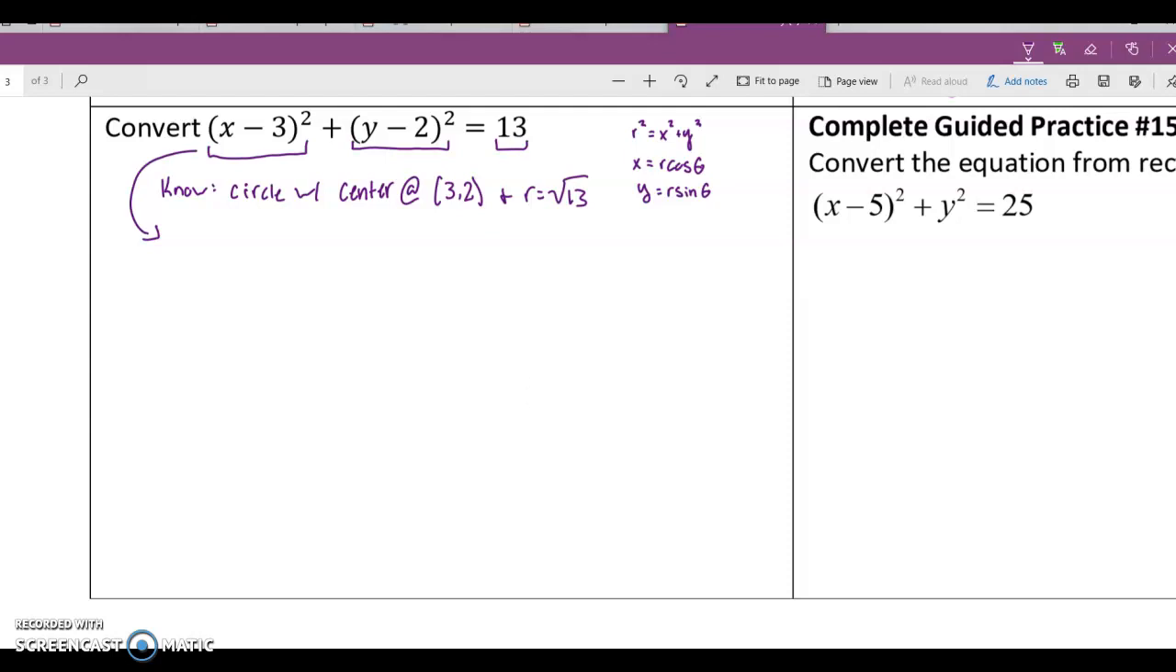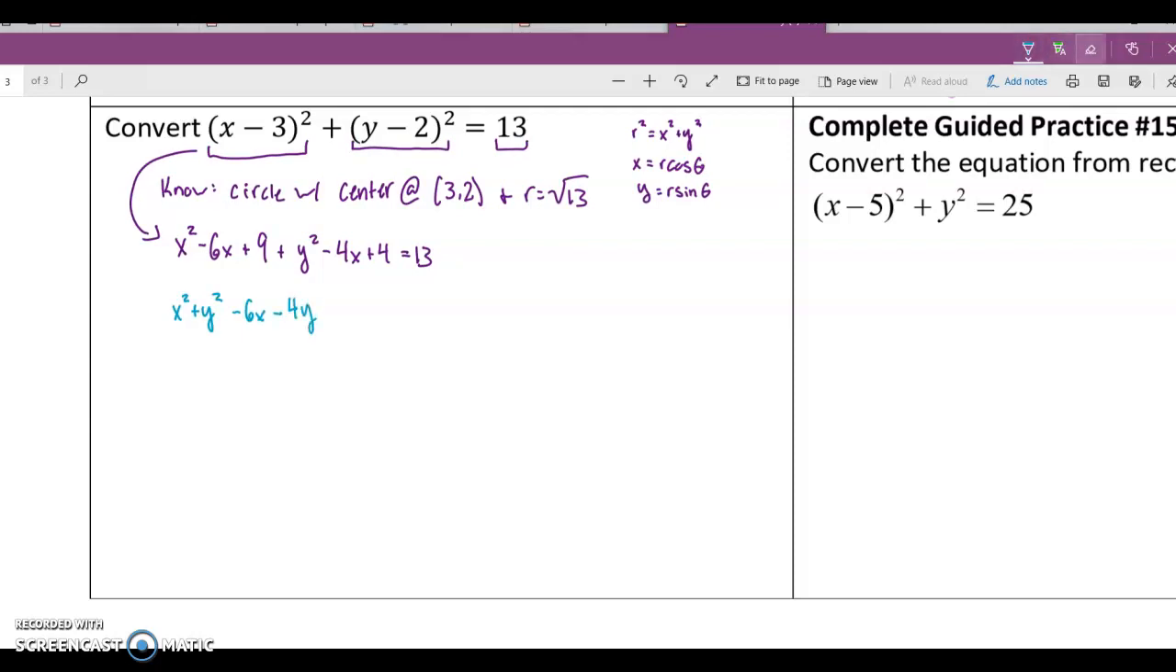Going about FOILing this, we will have x squared minus 6x, because we doubled this term, plus 9 from squaring that 3, plus y squared minus 4y plus 4, all equal to 13. Now we want to combine the terms that we can and get that x squared and y squared together. So we're going to do a little bit of rearranging here. Let's put the x squared plus y squared together. Now we have this minus 6x and minus 4y.